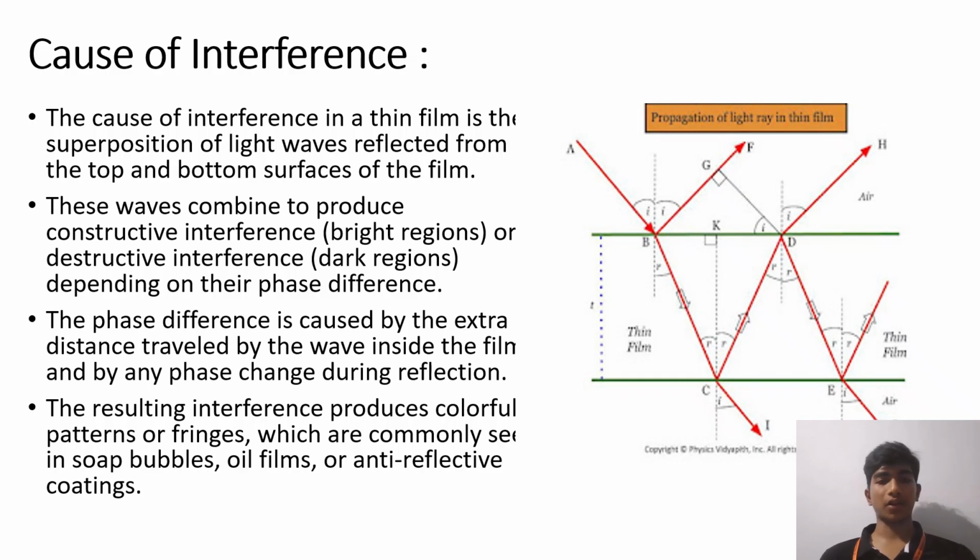The phase difference is caused by the extra distance traveled by the wave inside the film and by any phase change during reflection. The resulting interference produces colorful patterns or fringes, which are commonly seen in soap bubbles, oil films, or anti-reflective coatings. You can see the diagram here.